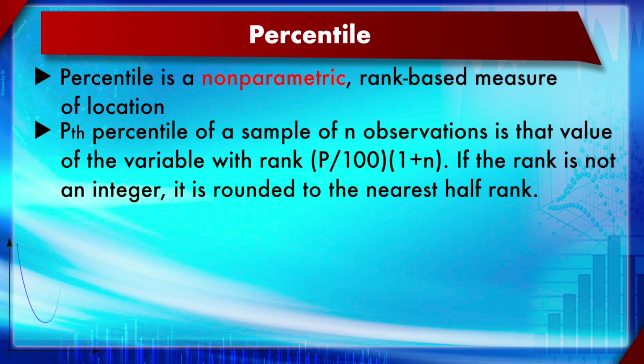So how did we calculate the median? The first step is to arrange or order the data set in ascending order. Likewise, for the percentile you also have to arrange it in ascending order. Then to calculate the pth percentile, p can be anything. For example, if you would like to calculate the 10th percentile, you just put 10 in place of p in this equation. It will be 10 by 100 multiplied by 1 plus n, where n is the size of the data set. That will give you the rank.